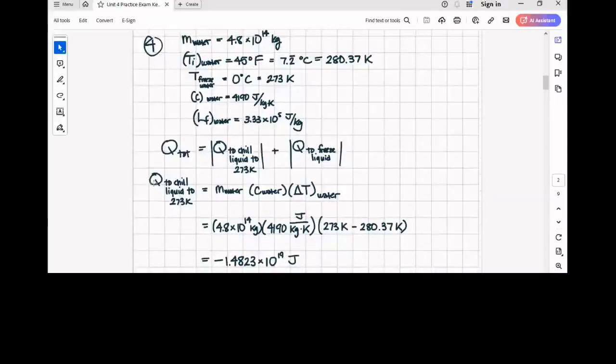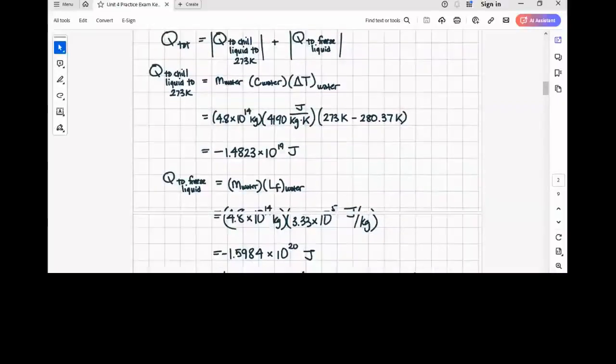If we look at the first term first, Q to chill the liquid to 273 Kelvin is going to be an mcΔT calculation, because there actually is a temperature change happening here, but no phase change. I have the mass, the specific heat, and the delta T for the water. And that ends up working out to a loss of 1.4823 times 10 to the 19 joules of energy.